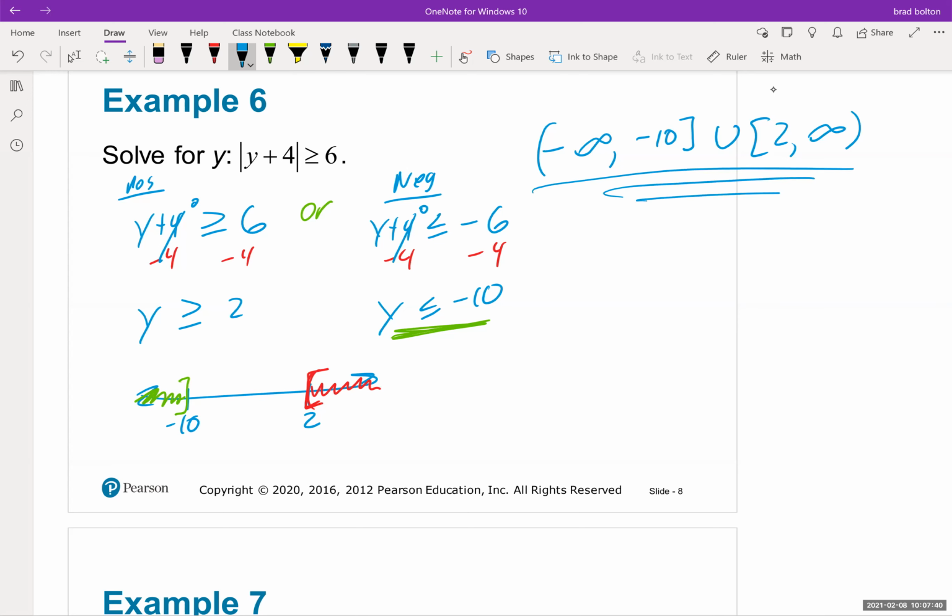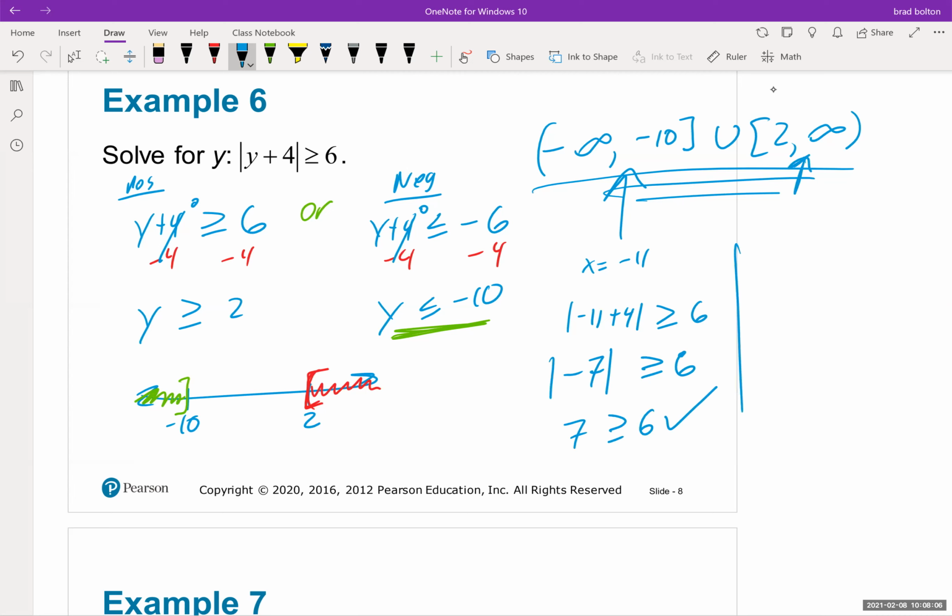Okay, and now if you want to check it and make sure it works, you could pick something from here. Let's try -11. So I'm going to say the absolute value of -11 plus 4 is greater than or equal to 6. Remember, I'm testing the original. So this becomes the absolute value of -7, so 7 is greater than or equal to 6. That's a true statement. That checks out.